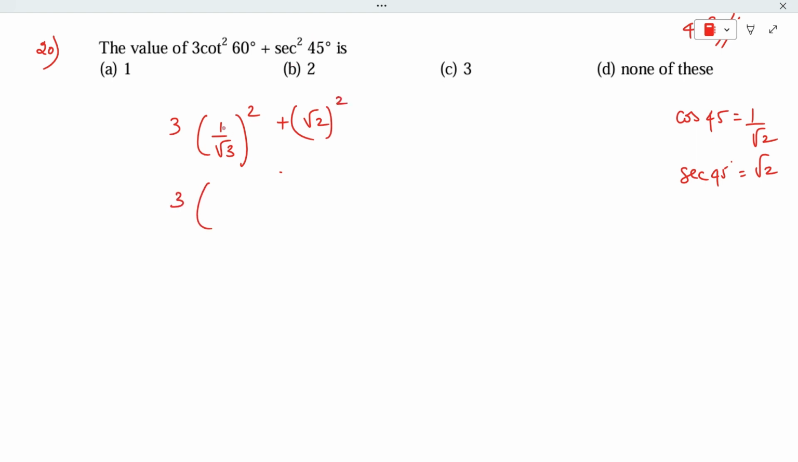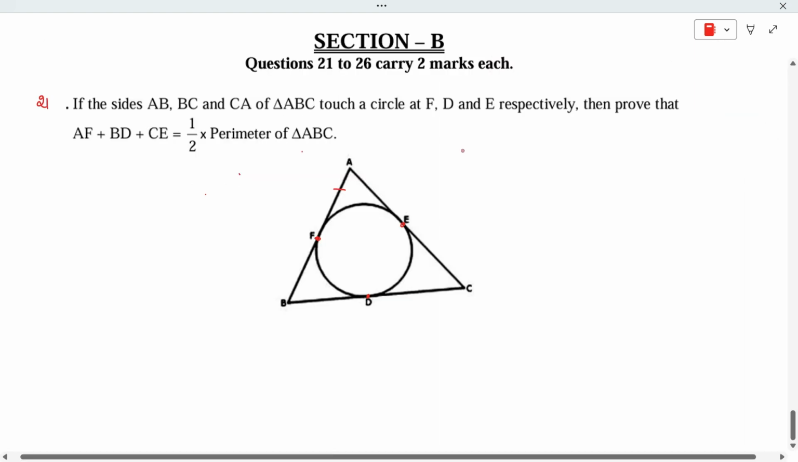Now just evaluate inside the brackets. Now evaluate the powers. 1 square is 1. Root 3 square will be 3 plus root 2 square. So it is 2. Root 2 times root 2, isn't it? So cancel this. So you will get 1 plus 2, which is 3. The option C. So with this, we have completed MCQ. Let's move on to 2-mark question. Let's move on to section B.